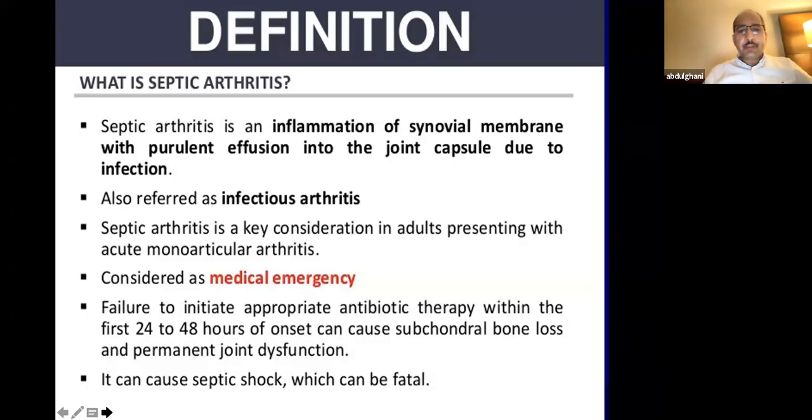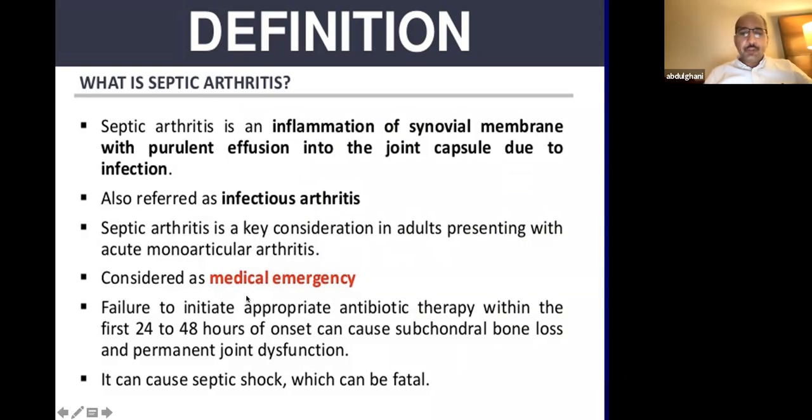The reason is that this is considered a medical rather than orthopedic emergency. Septic arthritis is an inflammation of the synovial membrane with purulent effusion into the joint capsule due to infection, also referred to as infectious arthritis. It is a key consideration in all adults presenting with acute monoarthritis. Whenever an adult presents with acute monoarthritis with severe pain and swelling, we have to consider septic arthritis as the diagnosis first, unless ruled otherwise.